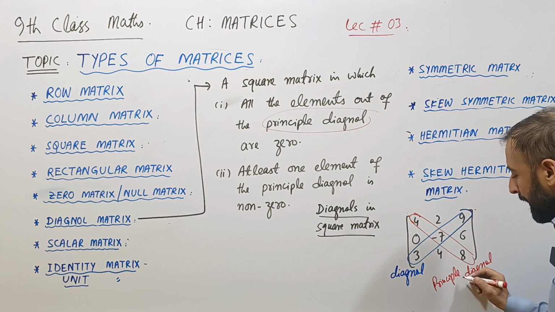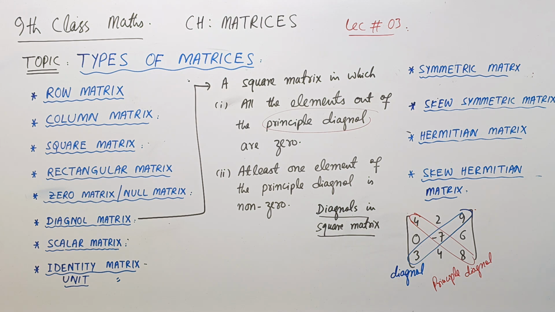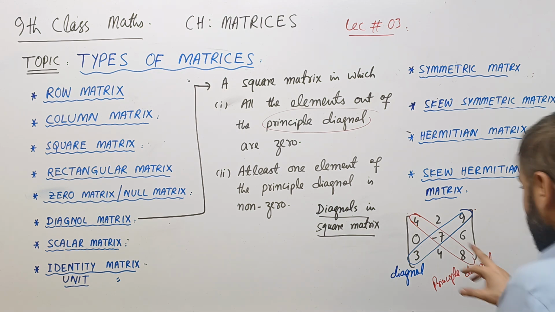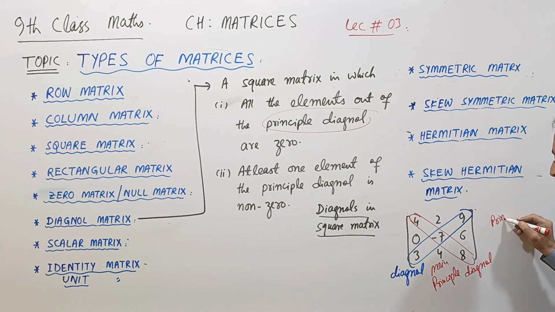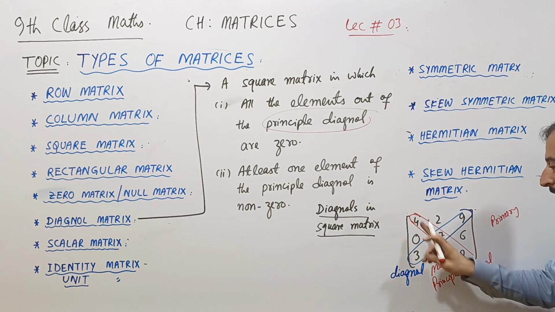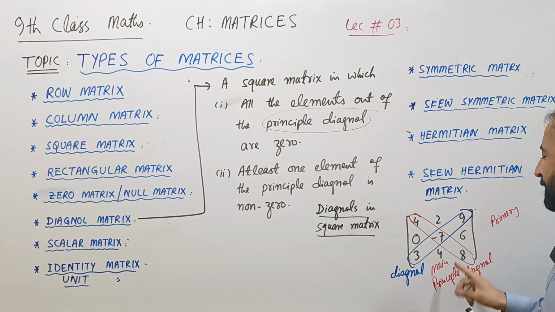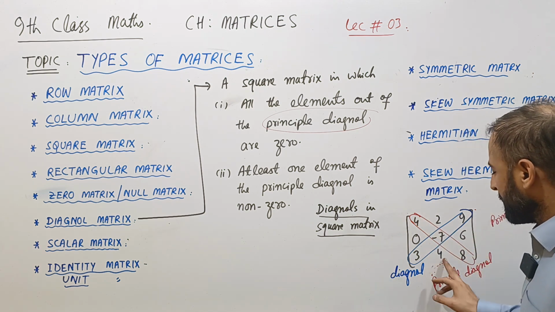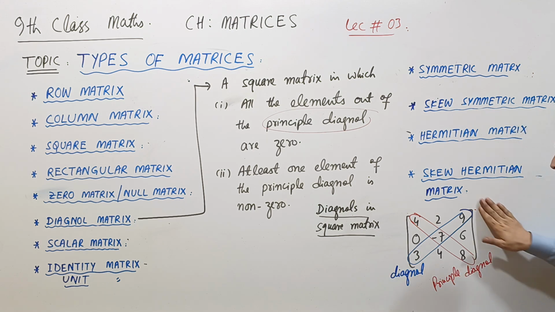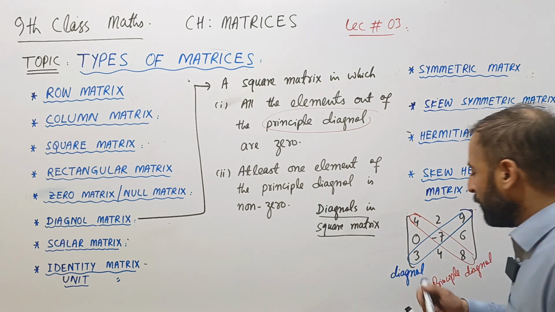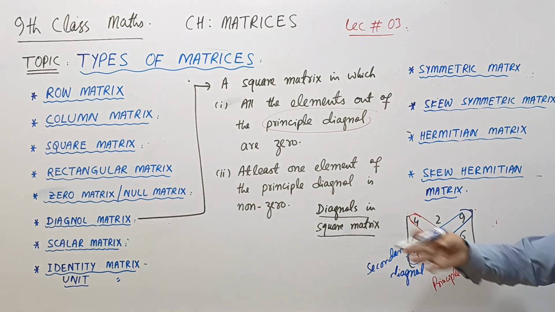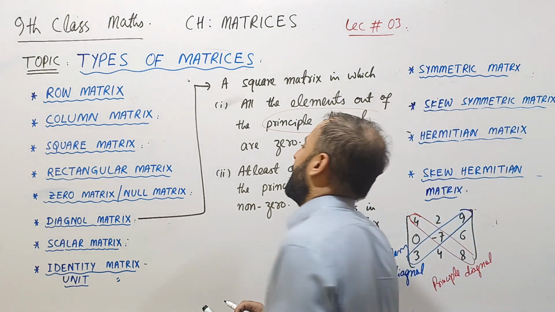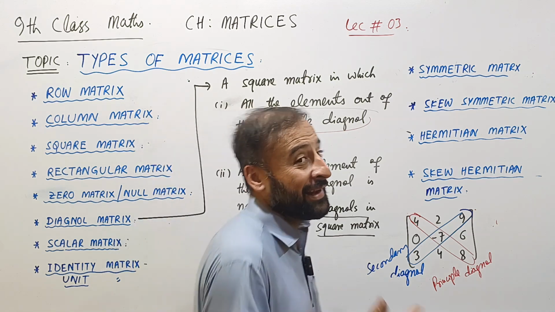Let me check whether it is within the range of the camera or not. Yes, it is. It is called the principal diagonal, or main diagonal, or primary diagonal. You can use these three words, which is of importance for us. And this one is called the secondary diagonal. Both of them are diagonals. One is principal, other is secondary. Not that much important. The marks are secondary. Learning is primary.